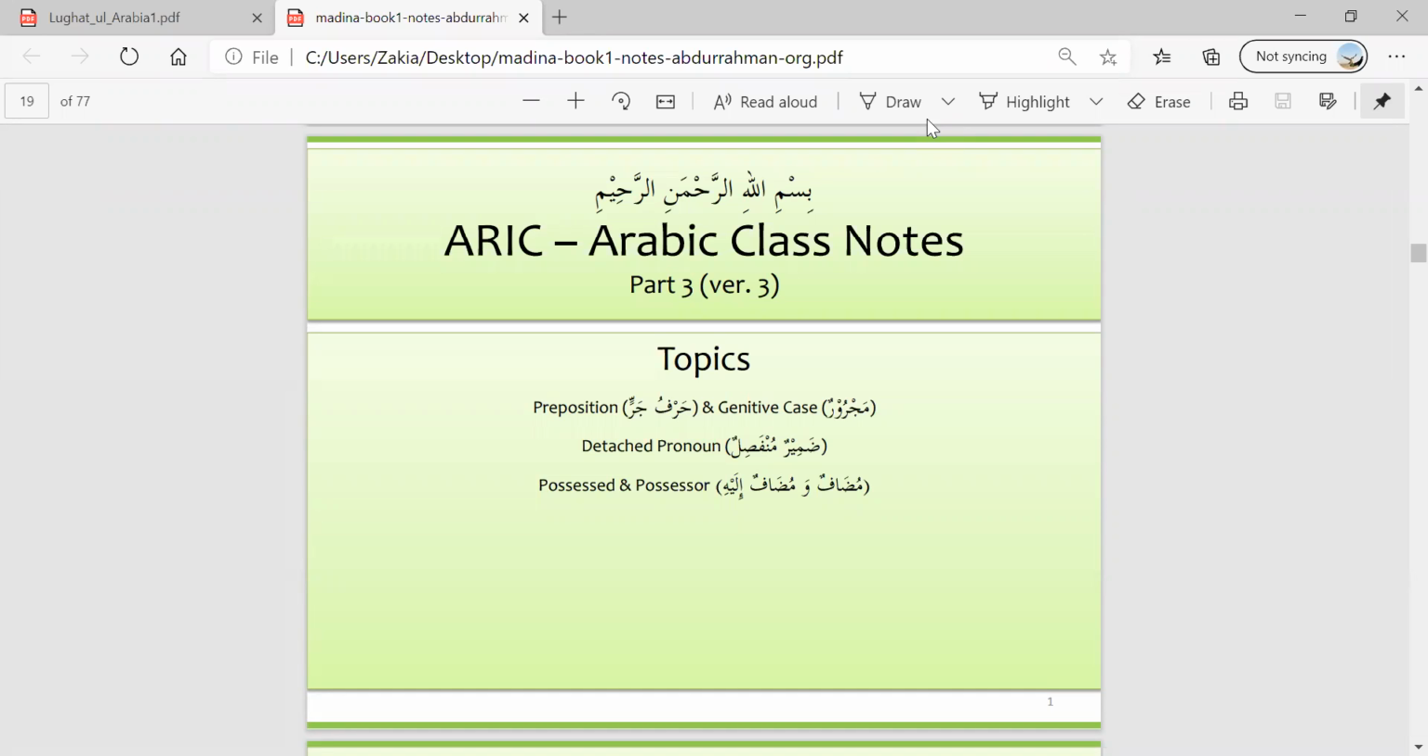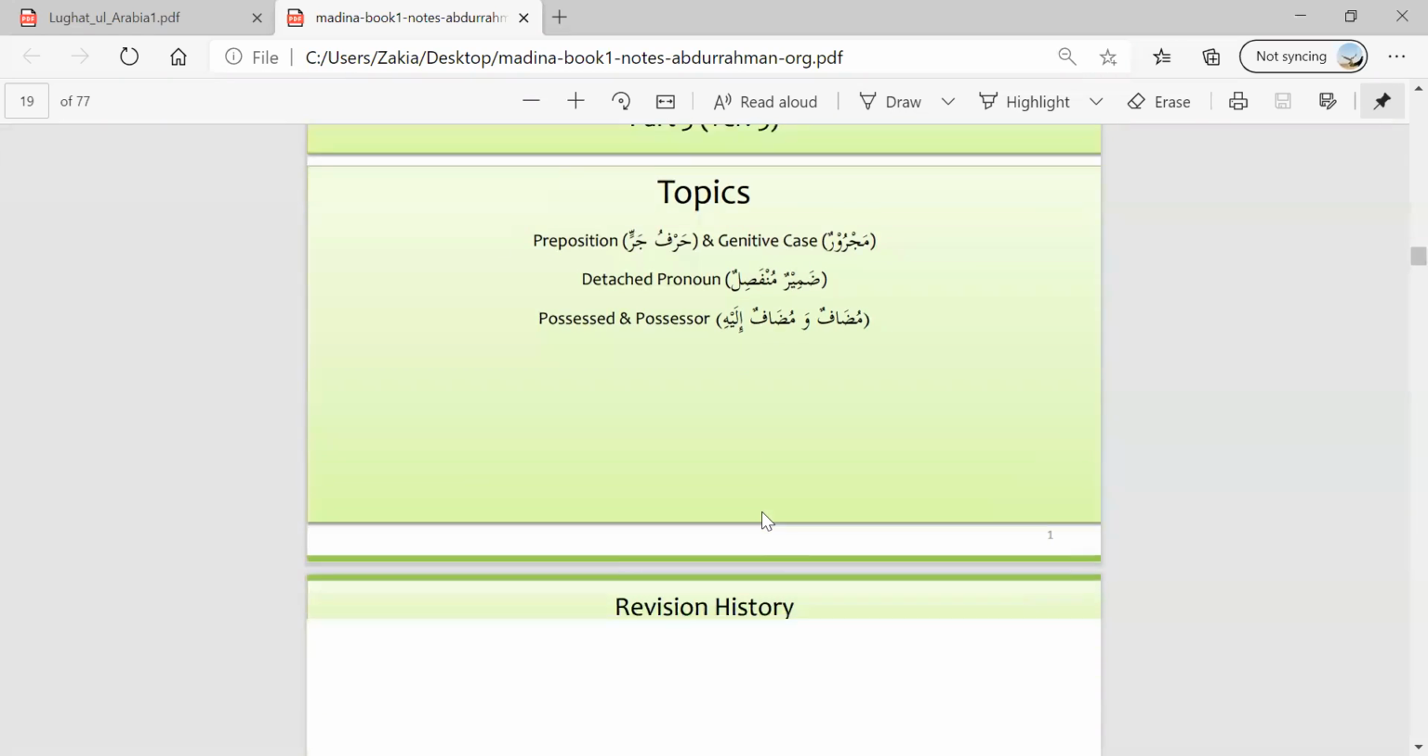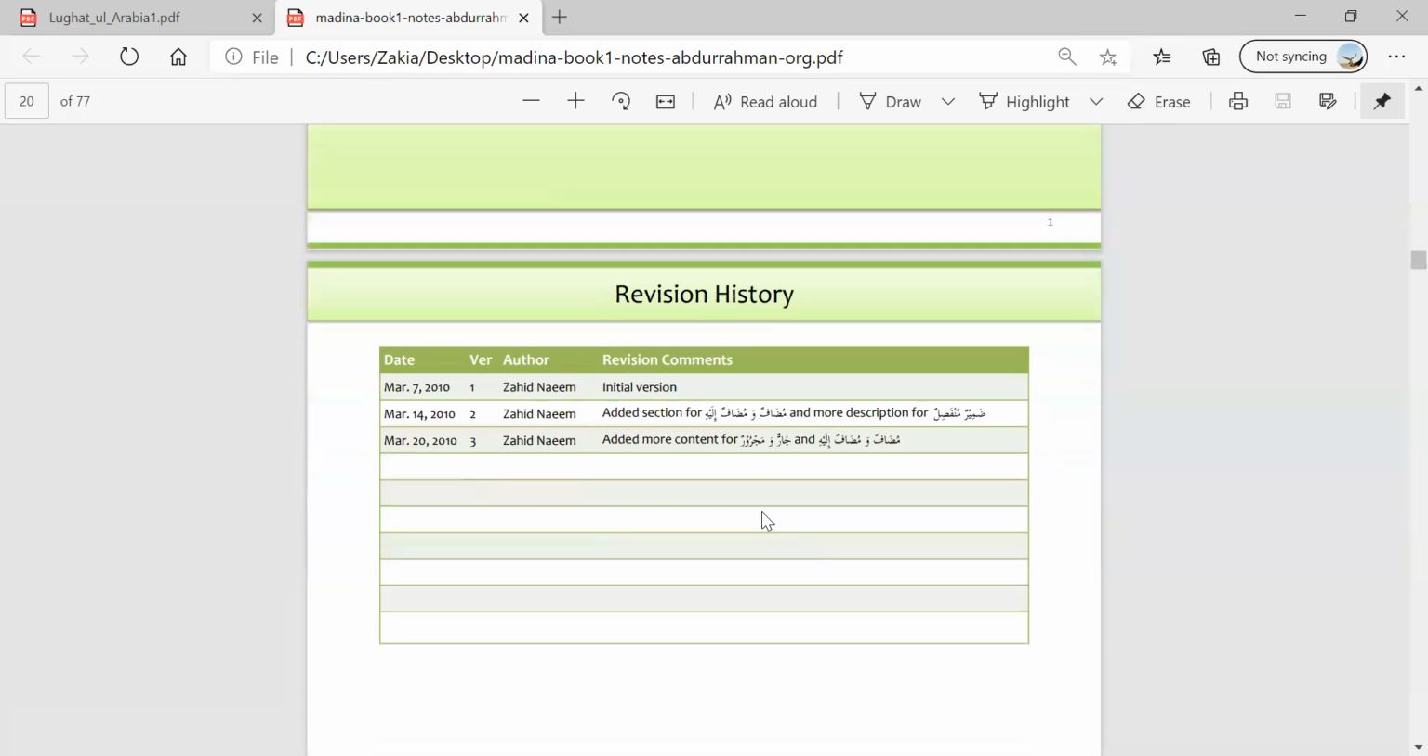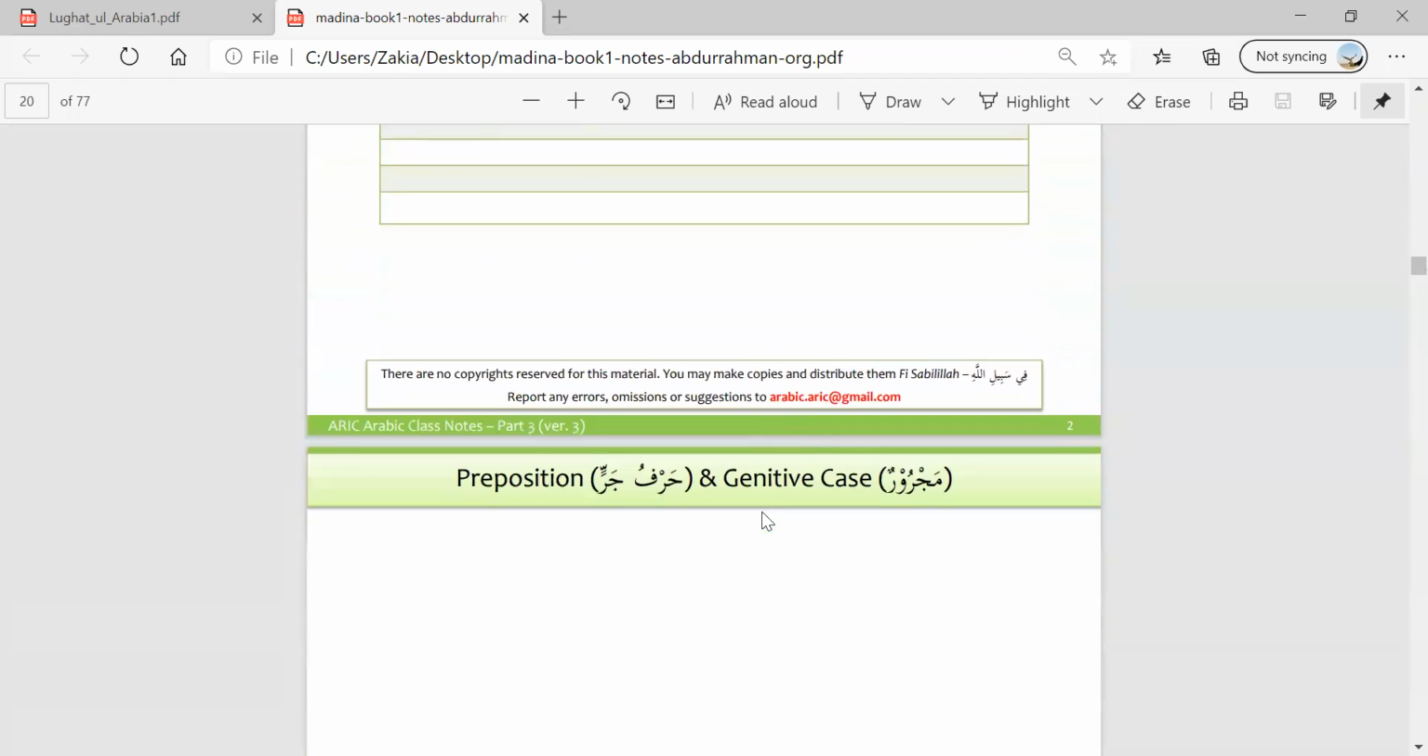Today, inshallah, we're going to cover preposition, which is harf jar. We're going to talk about genitive case, which is called majroor. We're going to talk about detached pronoun, damir munfasil, and mudaf wa mudaf ilayh. So today's session, this is what we're covering, inshallah.